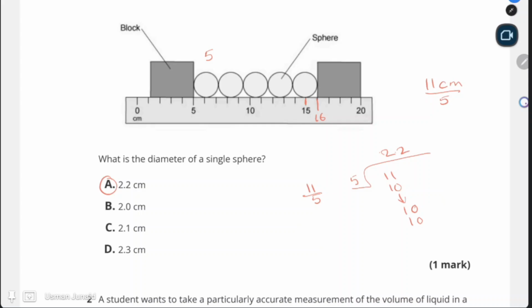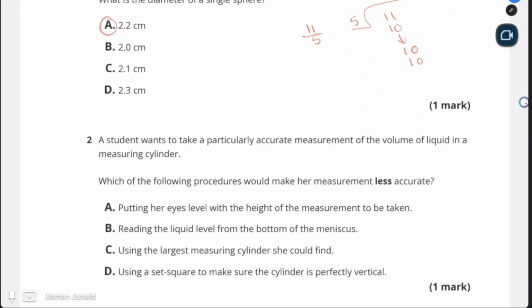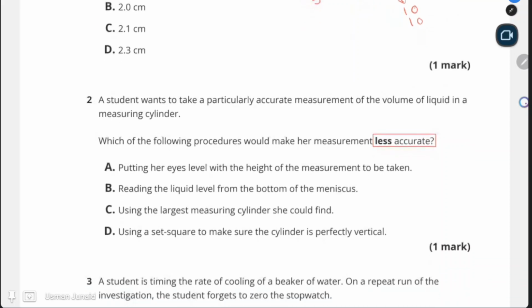Okay. A student wants to take a particularly accurate measurement of the volume of liquid in a measuring cylinder. Which of the following procedures would make her measurement less accurate? So you're losing accuracy. Which one of these would make you lose accuracy?